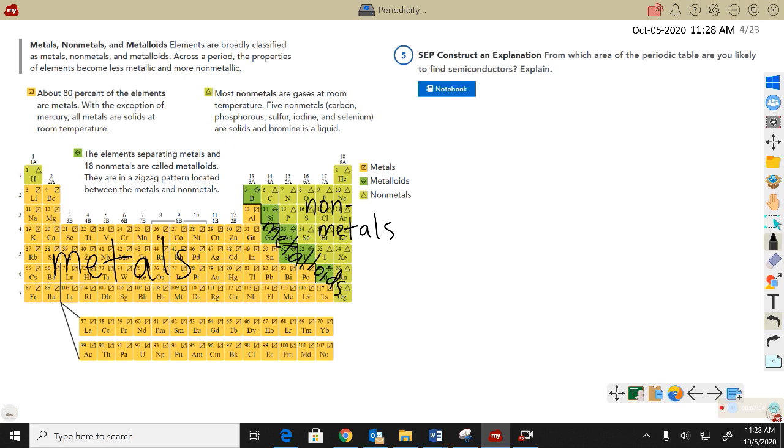Typical properties of metals. It says that most of them are solids except for mercury. I would maybe know that metals are shiny. We call that luster. They're ductile and malleable. Ductile means that you can draw metals into a wire, like a thin wire. Malleable, you can pound it into a thin sheet. Metals often have high melting and boiling points.